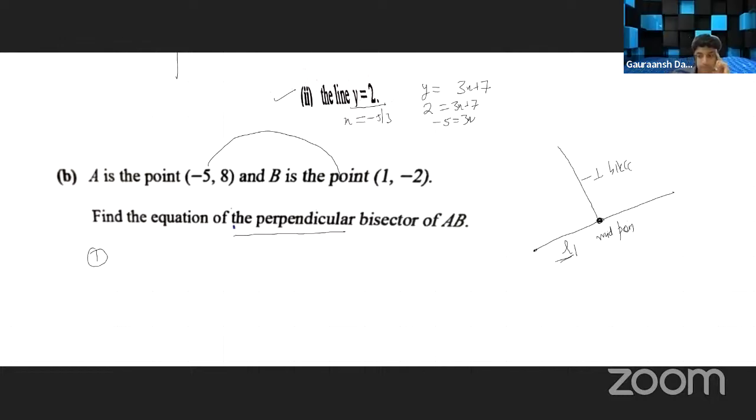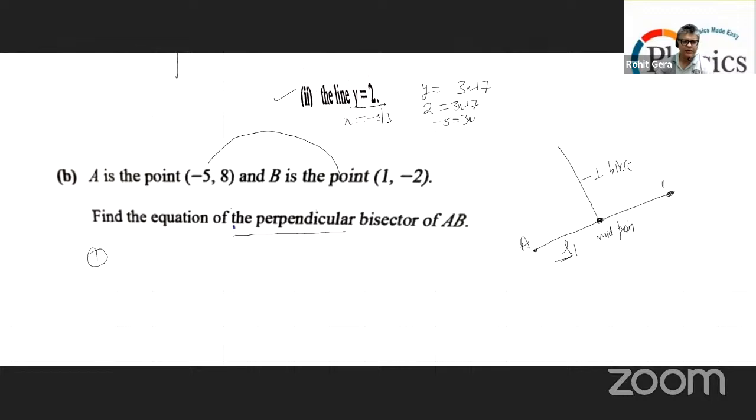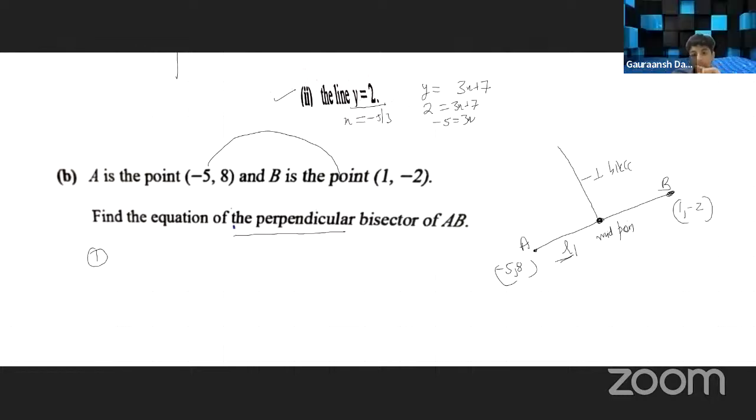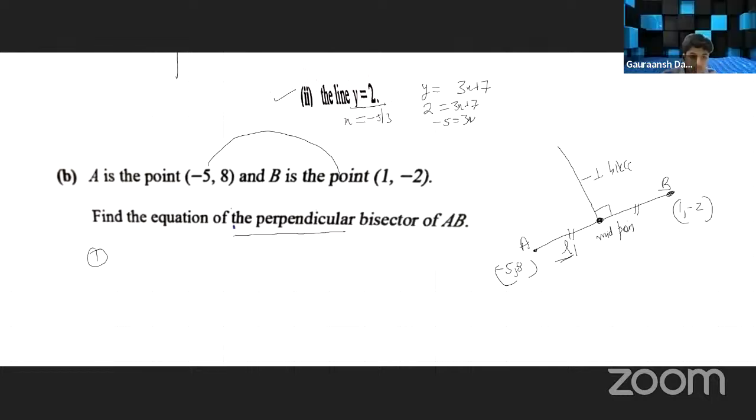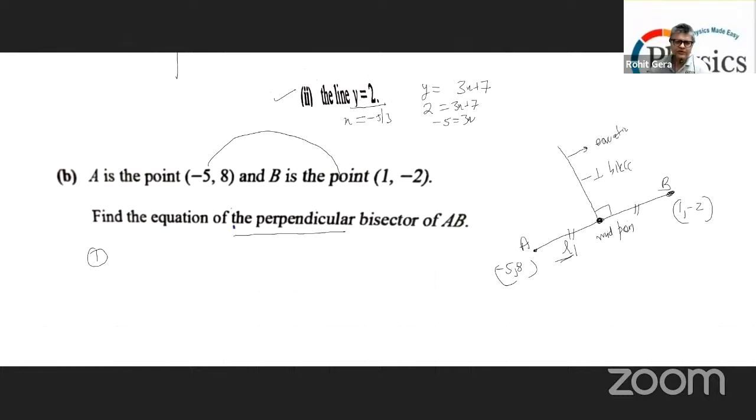And the two points of L1 are A and B, that is -5,8 and 1,-2. This is perpendicular, so these two parts are equal. Solve, and you have to find the midpoint and the equation of the perpendicular bisector. What is its equation? The equation of this line, called the perpendicular bisector.